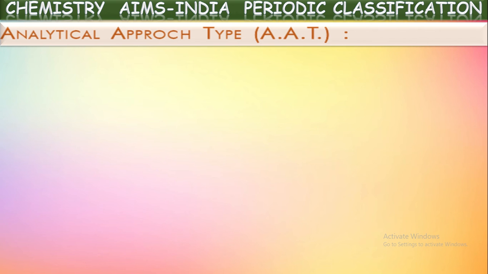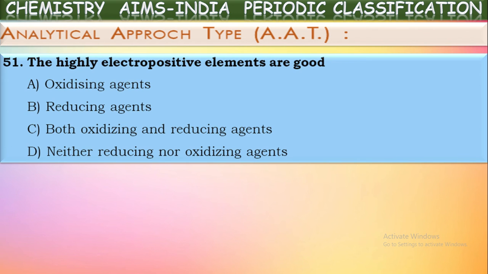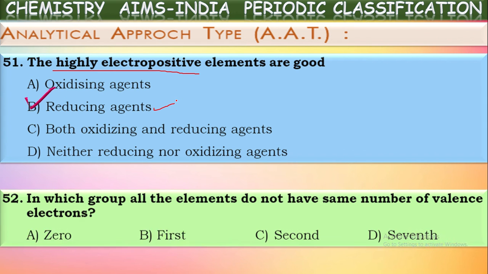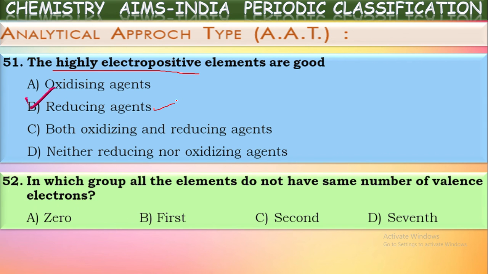Now, let us see analytical type questions. See the first one. The highly electropositive elements are good. Highly electropositive elements means the elements which can release electrons very easily. If they are able to release electrons, they give them to other elements and hence the other element will be reduced. So, the element which can release electrons very easily is a good reducing agent. So the highly electropositive elements are good reducing agents. Okay. Next one. In which group do all the elements not have the same number of valence electrons?